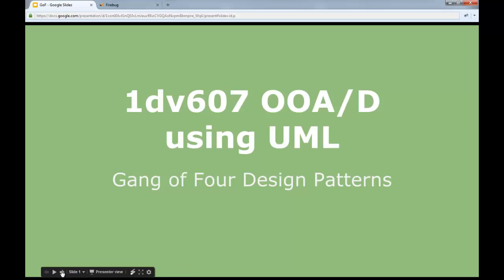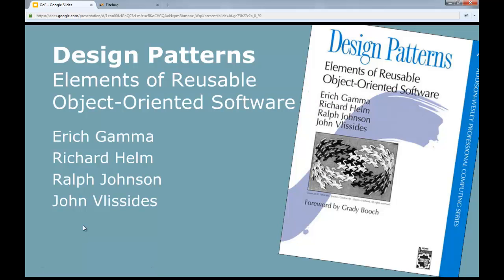So, Gang of Four: Gamma, Helm, Johnson, and Vlissides. Those are the bearded guys, I guess they're bearded maybe now, that started the whole movement of using patterns in software. And they got their inspiration from a guy named Christopher Alexander that wrote a book about patterns in building architecture. Because he saw that in building architecture we often have these recurring problems, and we have kind of standard solutions to these problems.